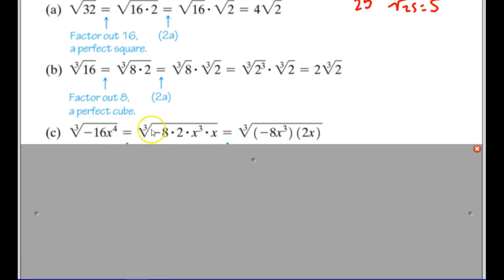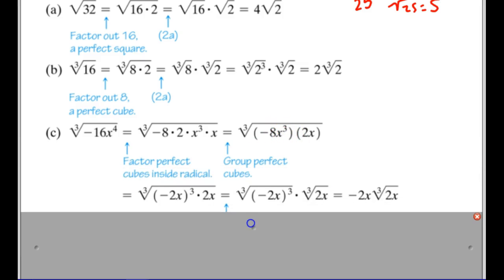And since my root here is a 3, I want to break everything else into chunks of 3. So I have an x cubed, but then I'm left with an x. The things I can eventually pull out would be this negative 8, because I know the cube root of that, and I also know the cube root of x cubed.